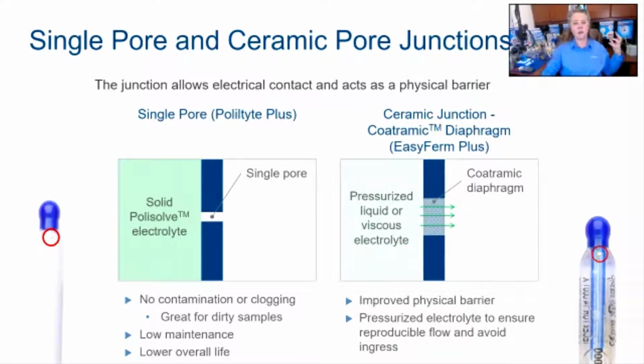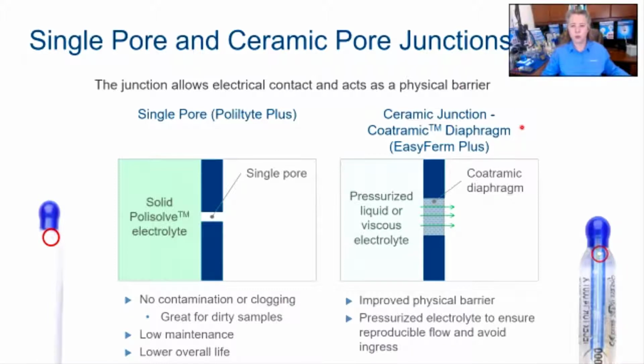So if we think about single pore junctions and ceramic pore junctions, there's reasons for both. These are the two most common junctions found in bioprocess or in laboratory. A single pore is just a hole that's been drilled so that the electrolyte can move ions out into the process. They're great because they don't clog. They're really good if you have dirty samples or samples that are really chunky. They're pretty low maintenance, but they have a shorter lifetime than a junction that has a barrier.